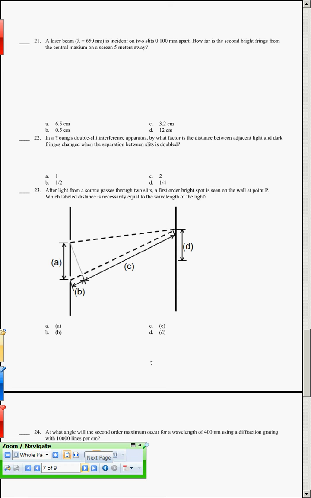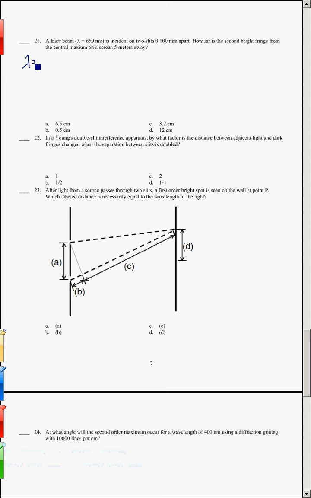A laser beam is incident on 2 slits, 0.1 millimeters apart. So just write down what I got. It's a pretty basic problem. 650 times 10 to the minus 9 meters is lambda. d is 0.1 times 10 to the minus 3. How far is the second bright fringe? So m is equal to 2, and L is equal to 5.